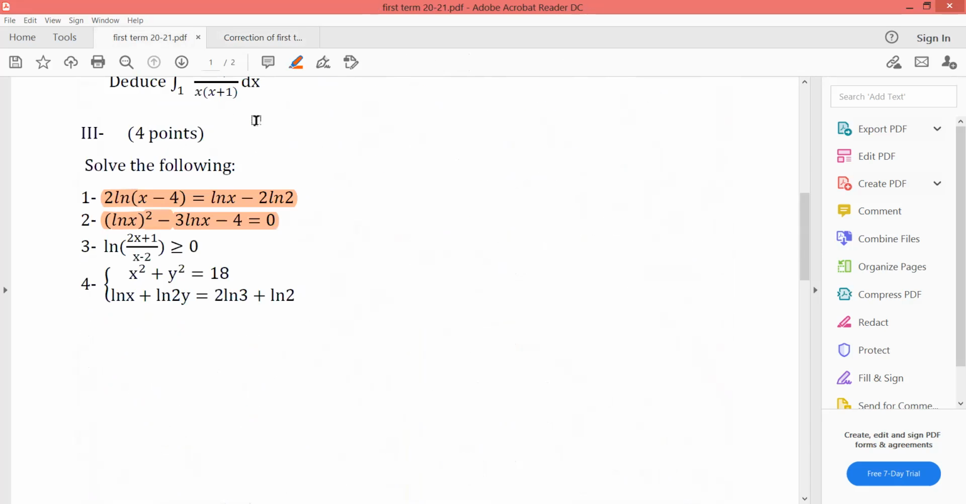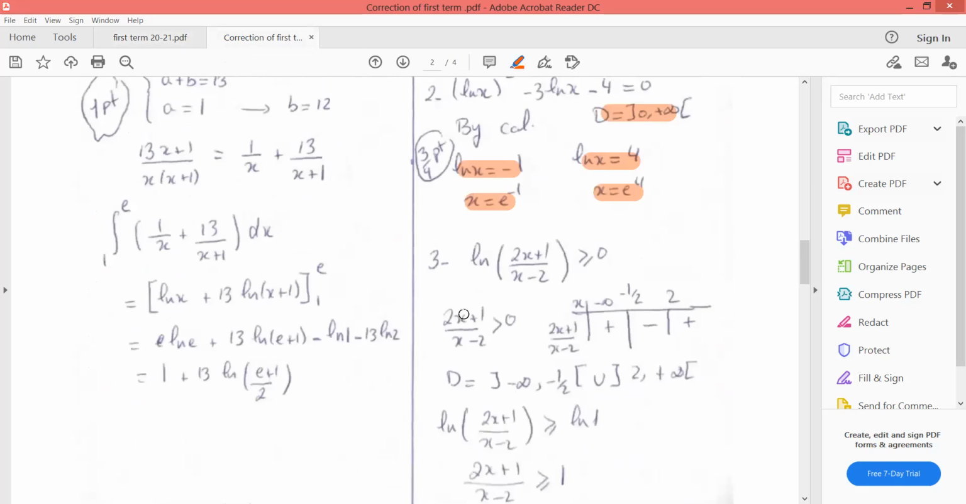Now this inequality. To solve this inequality, first we have to state the domain of definition. Everything inside ln should be positive, so (2x plus 1) over (x minus 2) should be positive. We find the roots. 2x plus 1 equal to 0 gives x equal minus half. x minus 2 different from 0, so x different from 2.